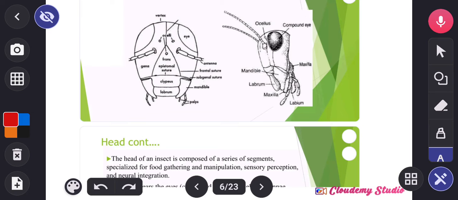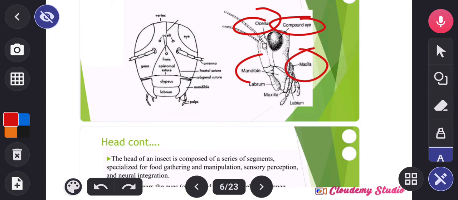And this head bears or houses the eyes, which are the compound eyes, the ocelli, the maxilla, the mandible, the labrum, and the labium. These are the things that the head houses, which means it houses both the sensory perception organs, which are the antennae and the eyes, and also the parts that are used for feeding, which are the mandible, maxilla, and the labium.